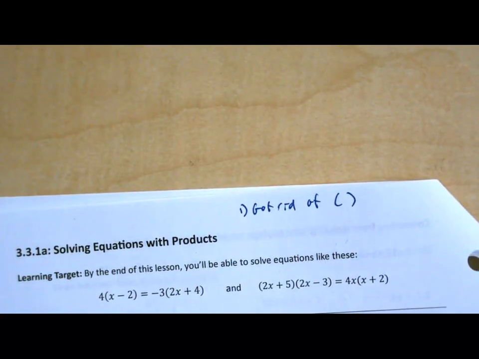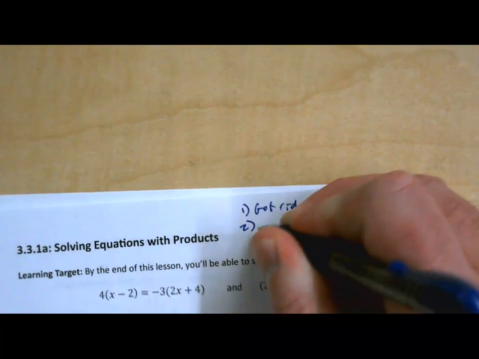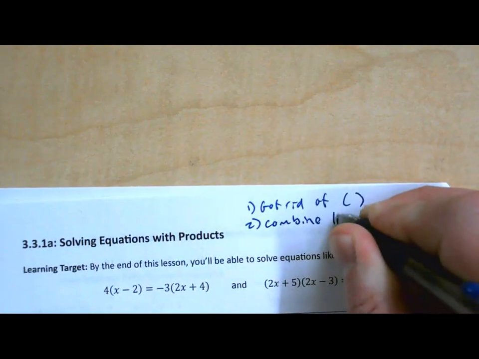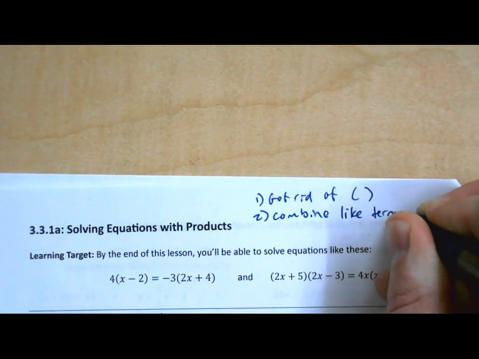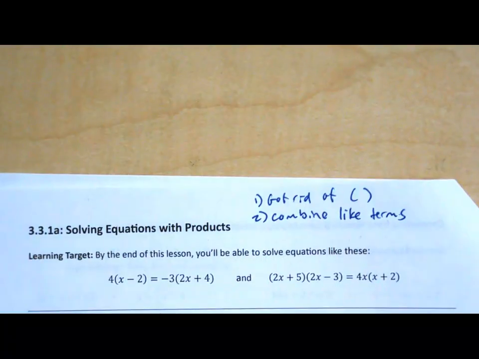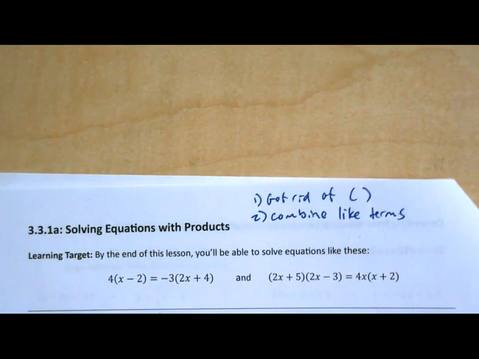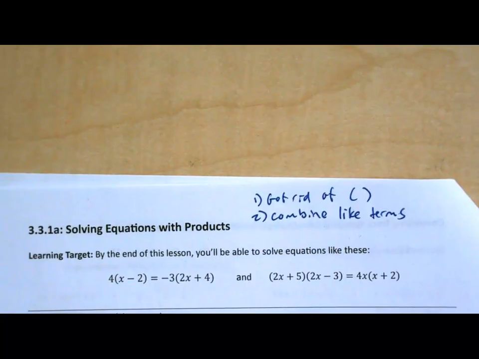Number 2 is combine like terms. If you have some stuff on one side of the equation that can be combined together because they've got the same variables, or no, they both have no variables, combine those together first. Before you start adding or subtracting from both sides, try and combine anything together that you can.